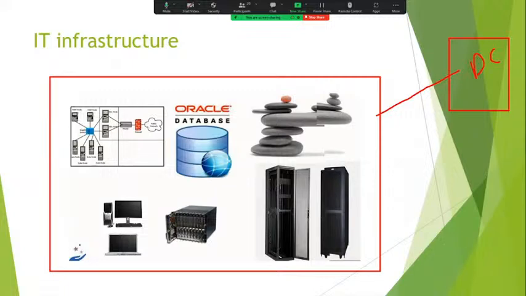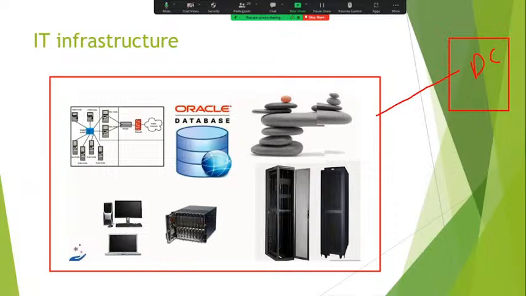So simply, what is the data center? The data center is the heart of the organization, where we can build, deploy, manage, and access the applications through the internal or corporate network. I'm repeating, the data center is the heart of the organization.